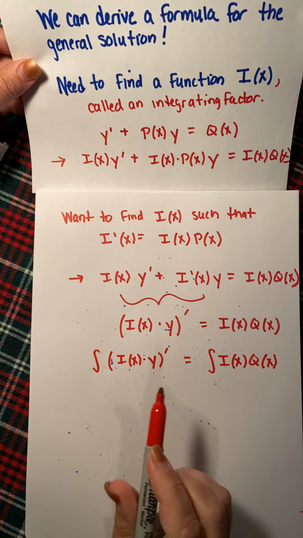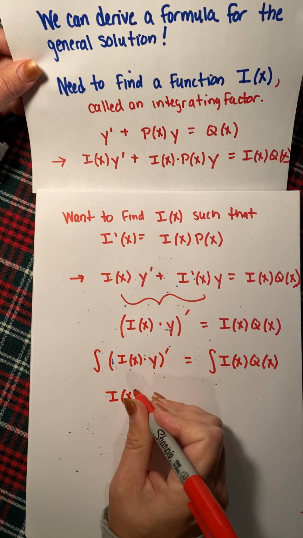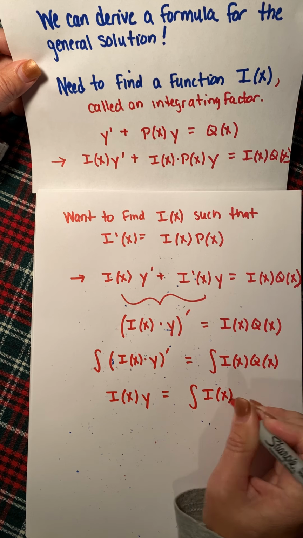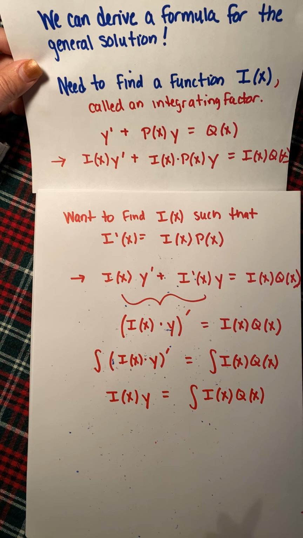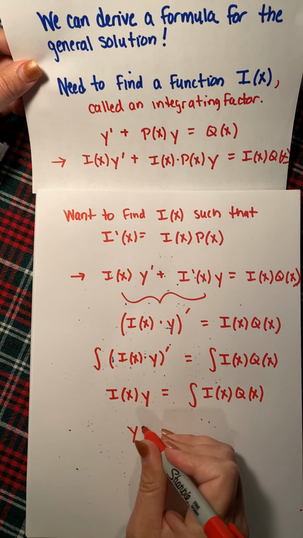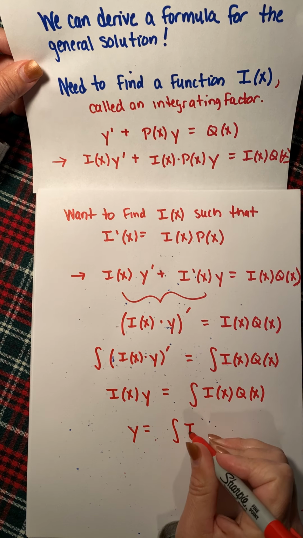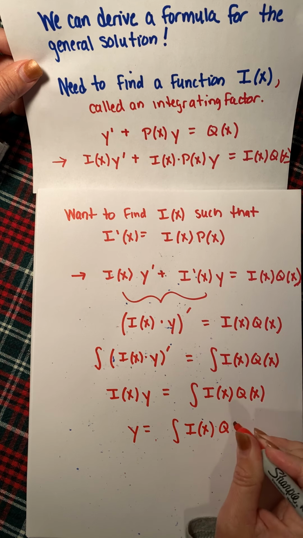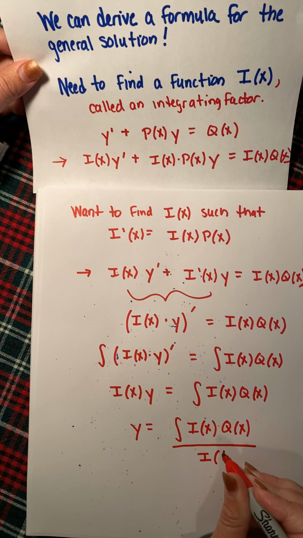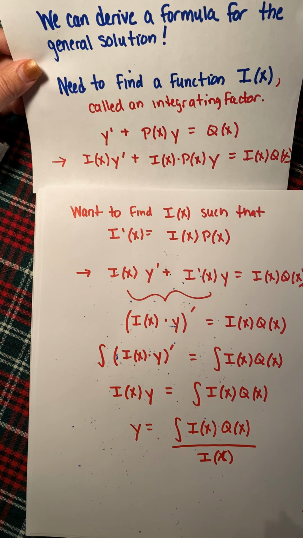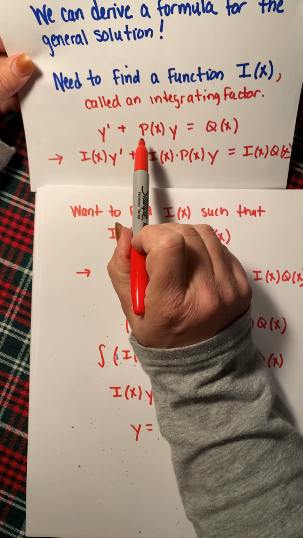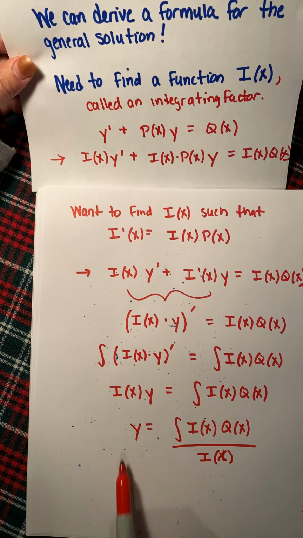But the antiderivative of a derivative is just itself. And we can't do anything further here. Yes, I'm just being sloppy with my notation for demonstration purposes. So then now we can divide by this magical function that we're going to find. So here we have a template for the solution to this differential equation. If we can find this magical function I such that the derivative of I is itself times p, then we have a template for the solution.